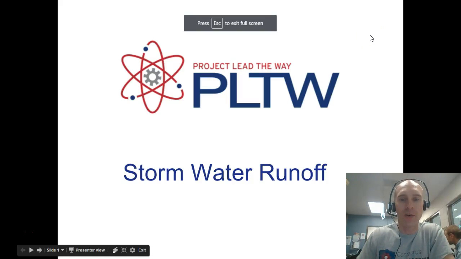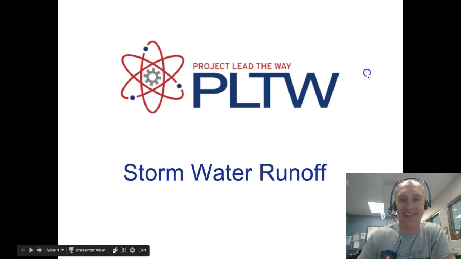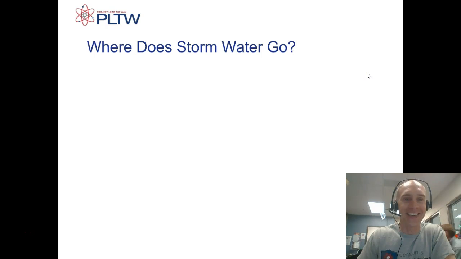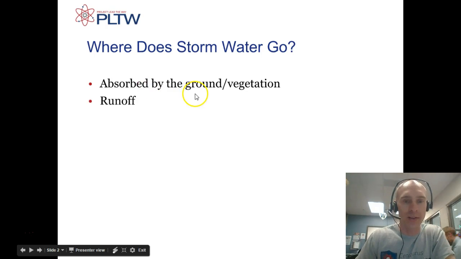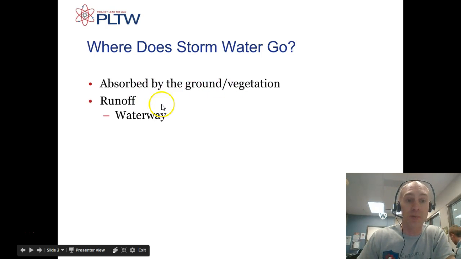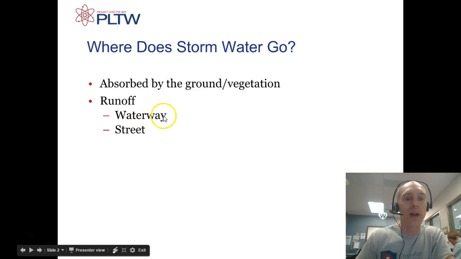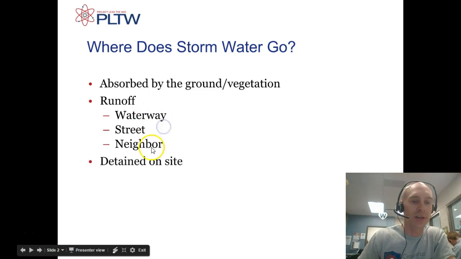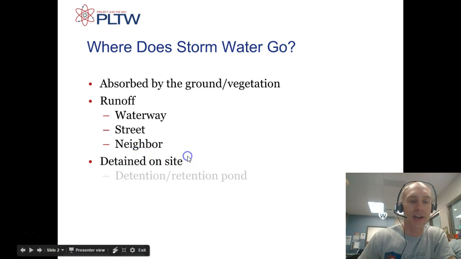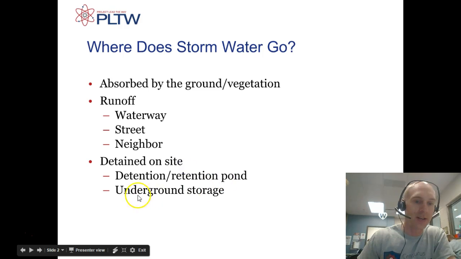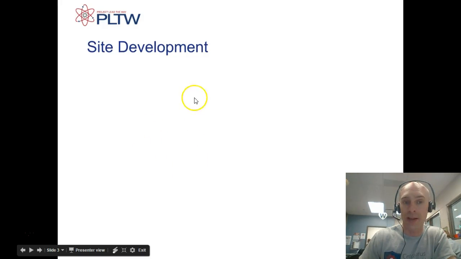Now a presentation on stormwater runoff. How exciting. All right, let's look at where does stormwater go. We've talked about this at depth here, but most of it's absorbed into the ground through vegetation. Some of it's run off, and runoff is going into waterways or streets, in your neighbor's yard. Some of it can be detained in the site, and that was in the presentation you just saw. If it's a detention or retention pond, boom, there it is, or the underground storage, or the wetlands.